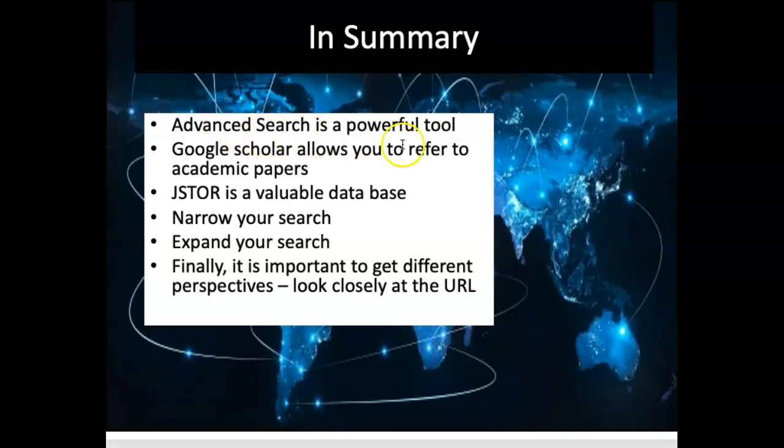We've seen how advanced Google search is a very powerful tool. We've looked at Google Scholar, and we've seen that it allows you to refer exclusively to academically reputable papers. We've looked at JSTOR, an incredibly valuable database which is here in the school that many of you may not have known. We've talked about how to narrow your search using the Boolean operators. That's something that I really want you to experiment with. We've looked at the possibility that you might need to expand your search or even change your subject matter.